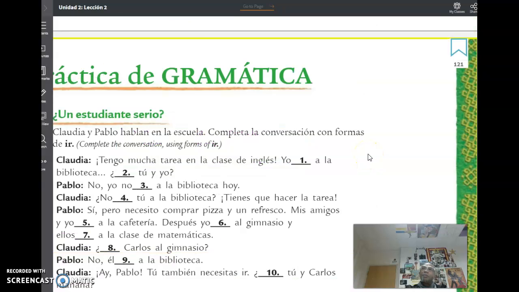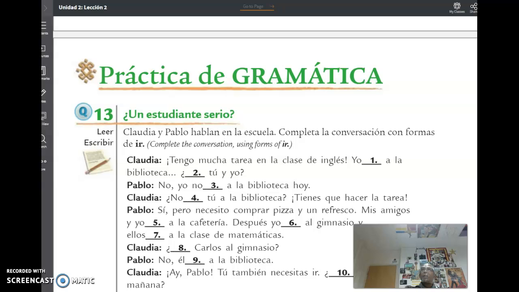Okay. Here we go. It says, un estudiante serio. So here, what you have to do is just determine the subject, who's doing the action. Tengo mucha tarea en la clase de inglés. I have a lot of homework in English class. Yo. What would be the form of the verb for yo for ir? Yo voy. Now, what's following after voy? As you can see right here, yo voy a la biblioteca.